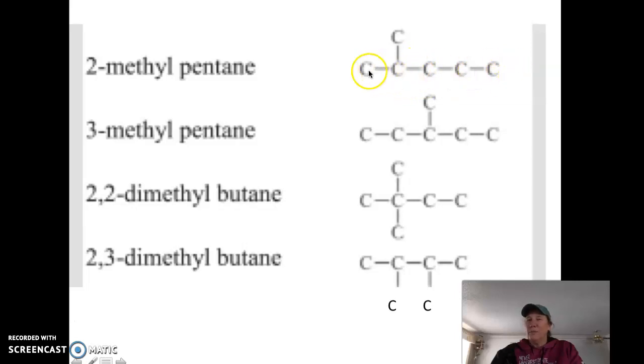And again, if doing the condensed form confuses you, just put in your 4 lines and put your hydrogen around, because every carbon has to have 4. Okay, so that's how you do it when you have these groups.